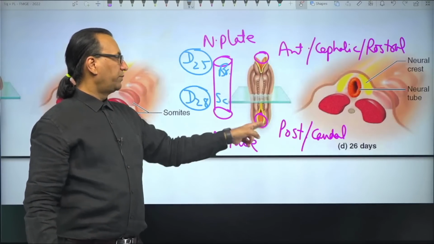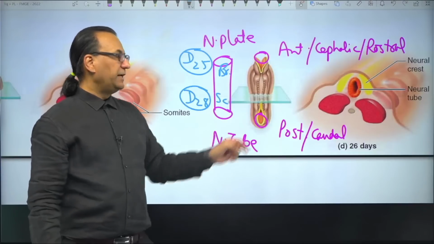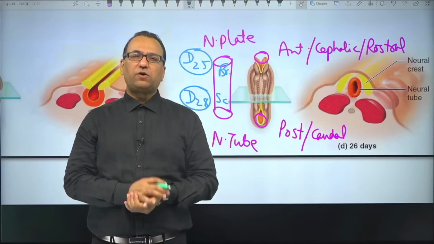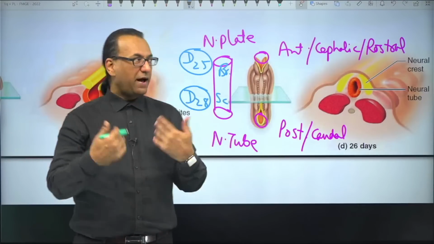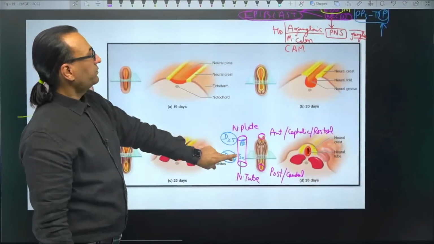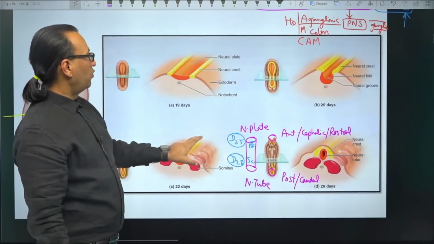If it is non-closure of the posterior neuropore, that could be resulting in rachis. Rachis. These are questions which come to you. But let us go back into the description.